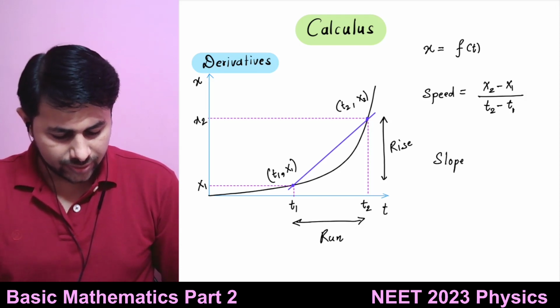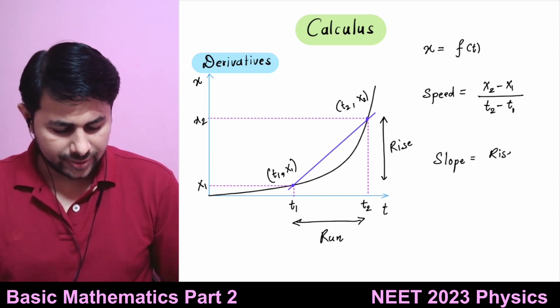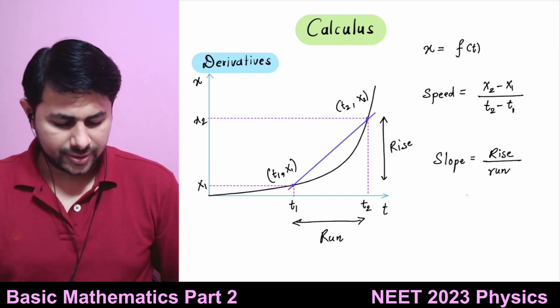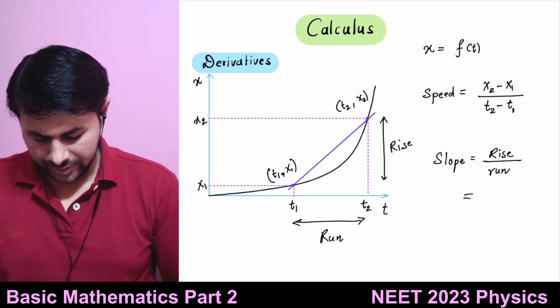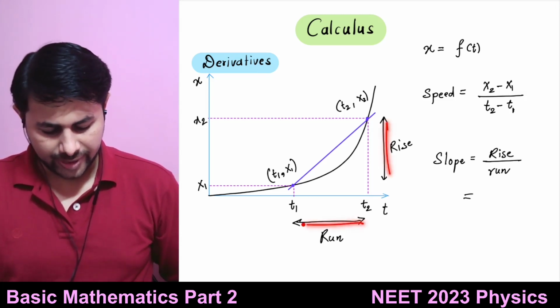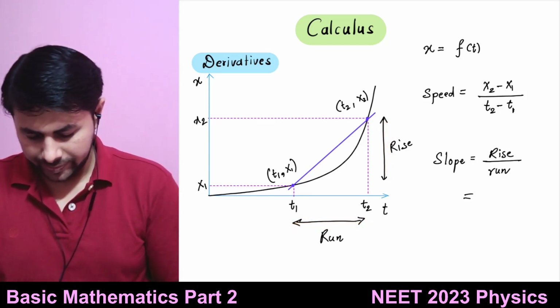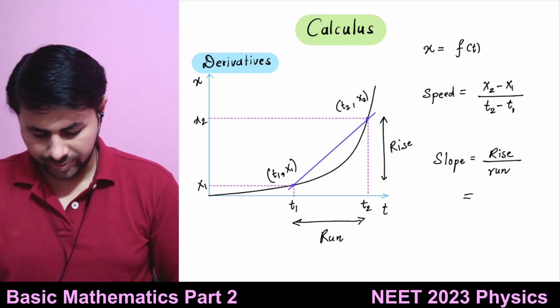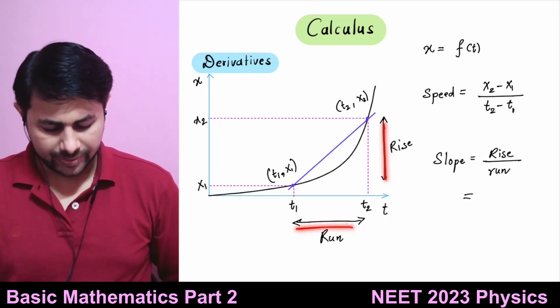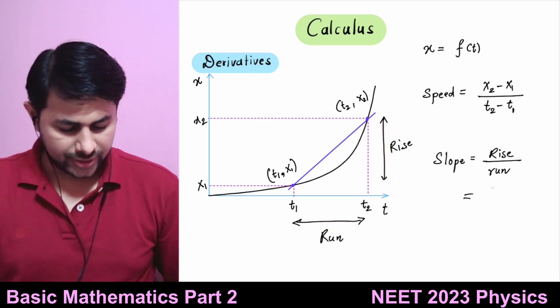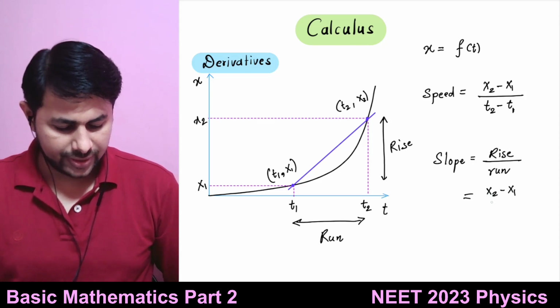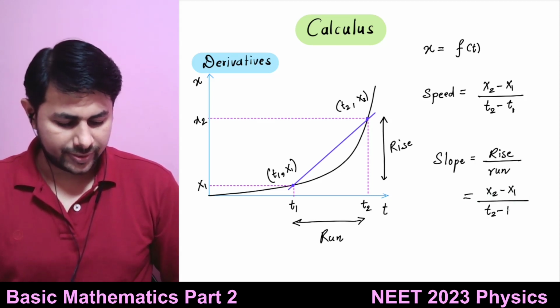Slope is known as what? Rise over run. So what will that be? This much distance divided by this much distance, meaning this much length divided by this much length. So it is x2 minus x1 divided by t2 minus t1.